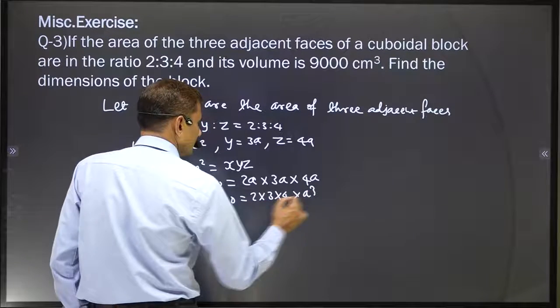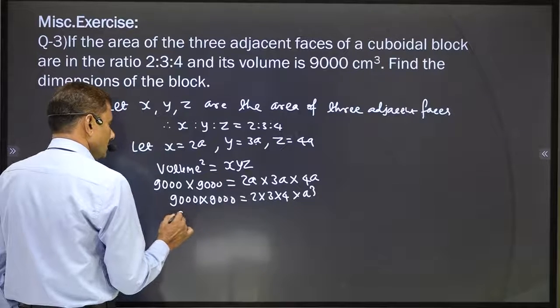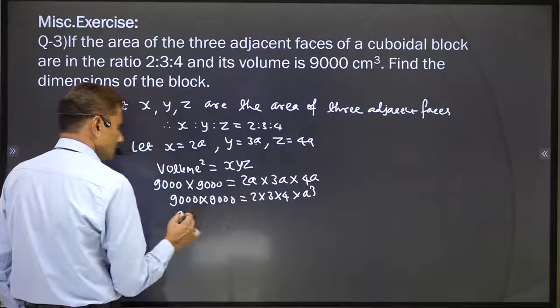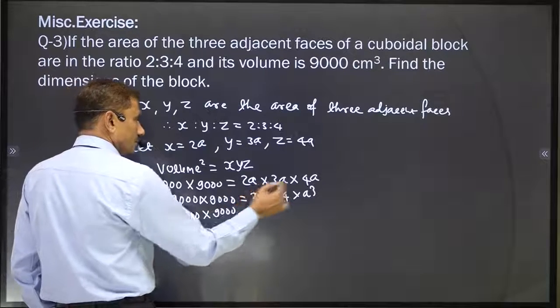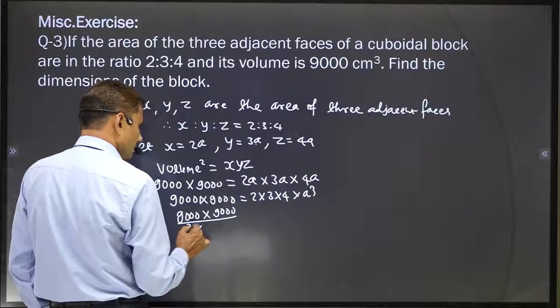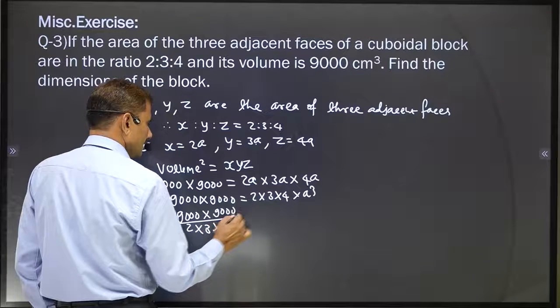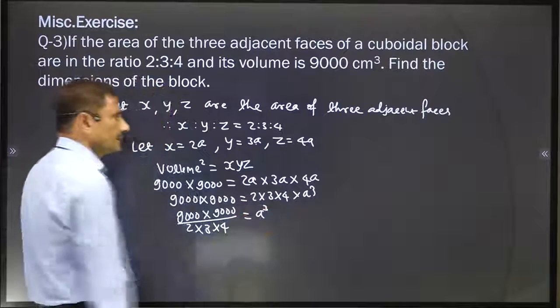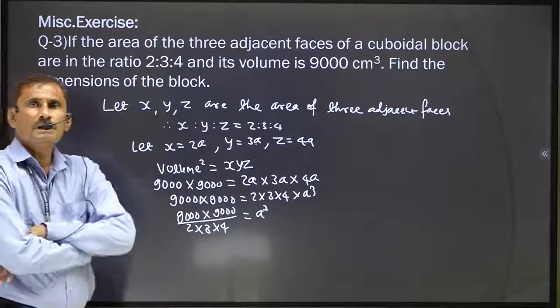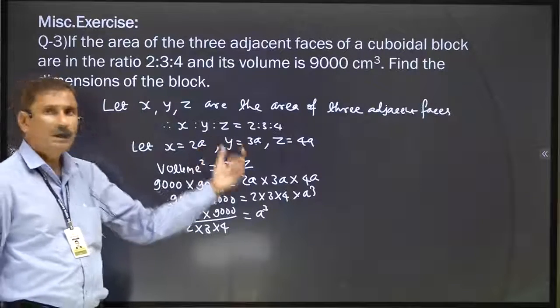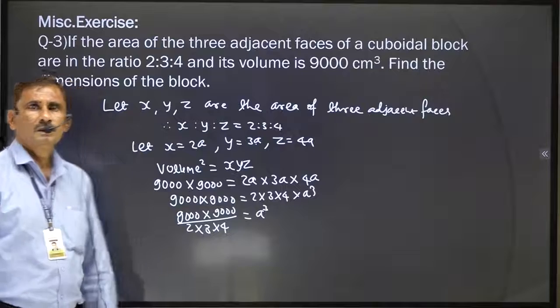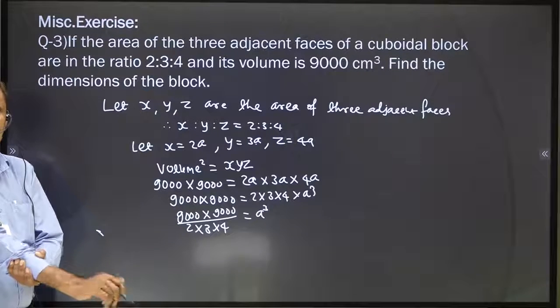Then a cube, just save them here. So it will be 9,000, I am not multiplying here also, into 9,000. Okay. 2 into 3 into 4 is equal to a cube. So we will find a, and after getting a, we will have the whole area also. Now they are asking the dimension of the block.